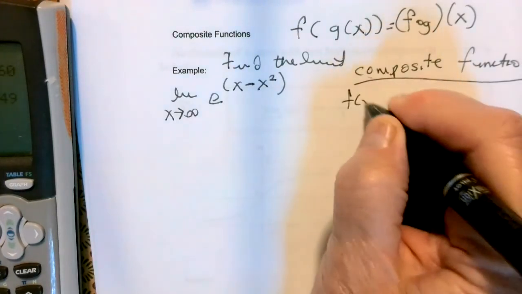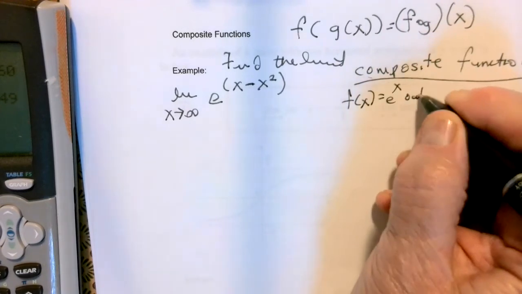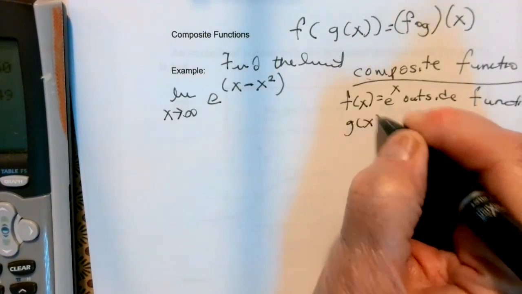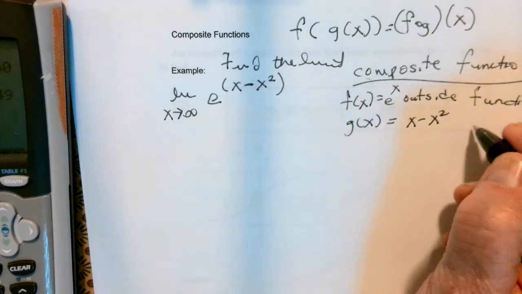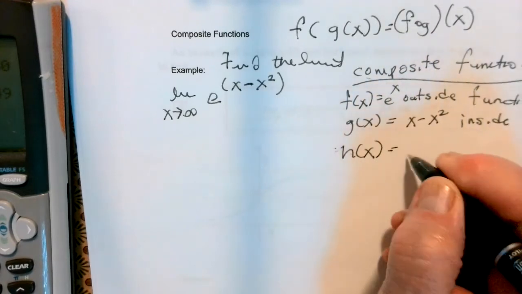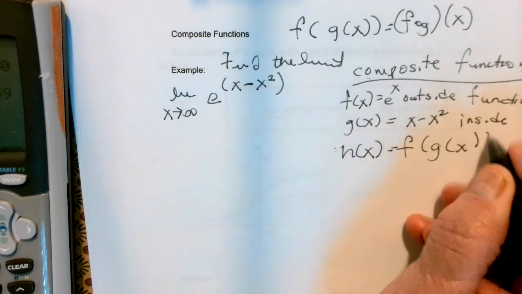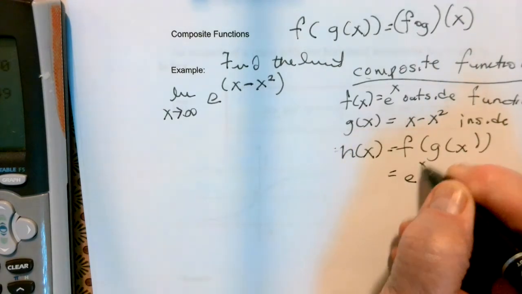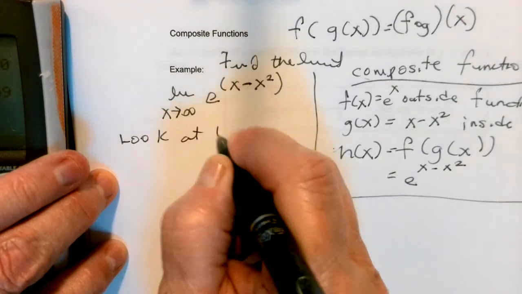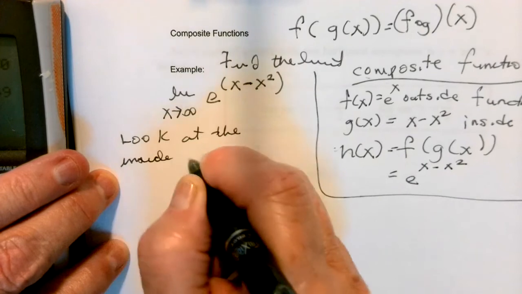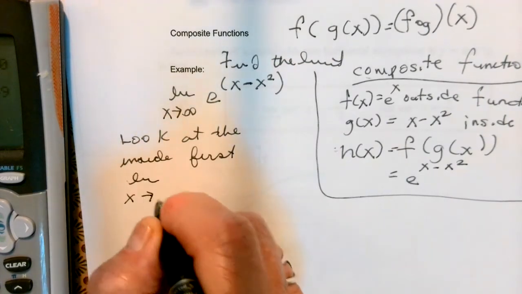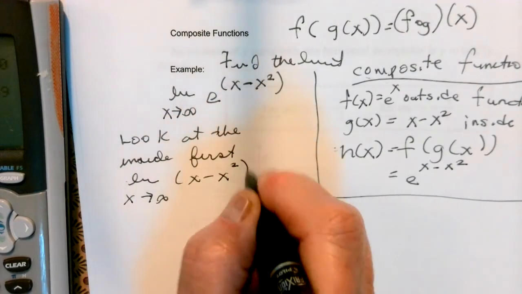Okay, so f of x equals e to the x is the outside function. And g of x equals x minus x squared is the inside function. And then the composite, we'll call it h of x, is f of g of x, which in this case is e raised to the x minus x squared. So we want to look at the inside first. Okay, so look at what's happening as x goes to infinity of x minus x squared. What is that going to be?